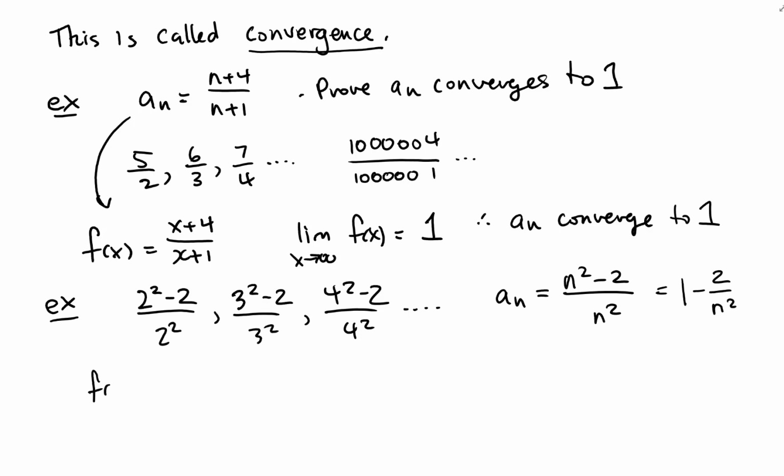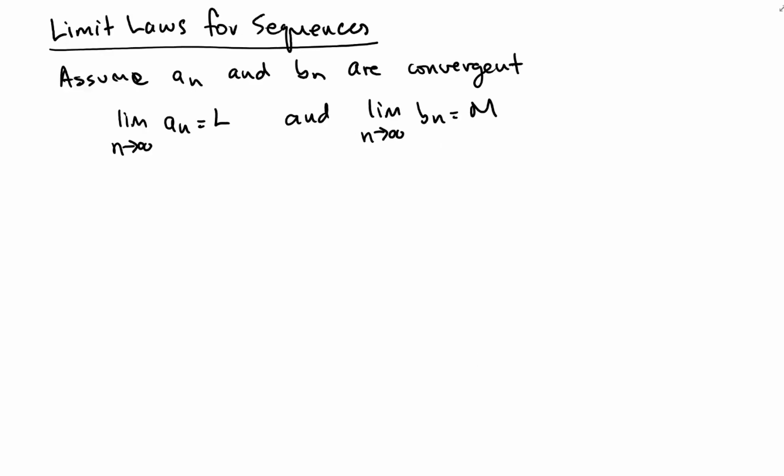So you can make this your function, 1 minus 2 over x. You can apply the limit as x goes to infinity to this function, and this becomes 1 as well. So this sequence will converge to 1 as well. And there are limit laws for this type of convergence.